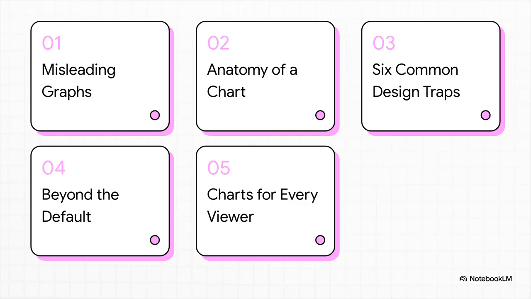So, to make sure our graphs are telling the true story, here's our game plan. We've just seen the problem, how misleading a graph can be. First, we're going to build a solid foundation and understand the basic anatomy of a chart. Then, we'll dive into 6 of the most common design traps and, more importantly, how to fix them. After that, we'll look at how to go beyond the default settings to make your charts really shine. And finally, we'll talk about our responsibility to make these visuals accessible to everyone.